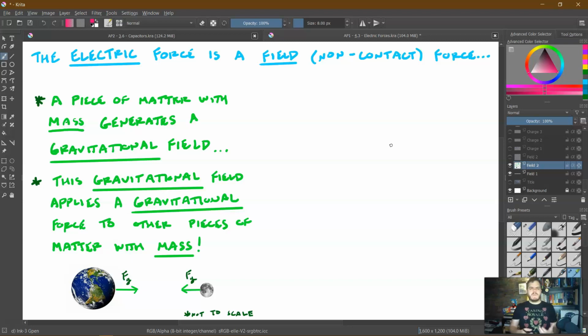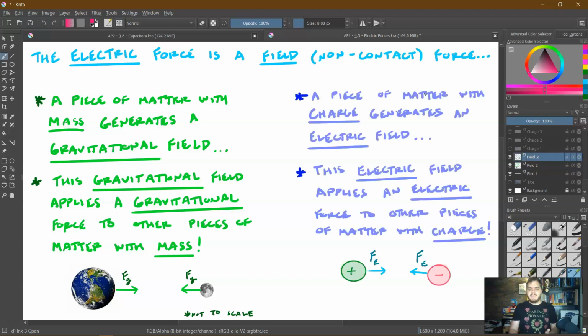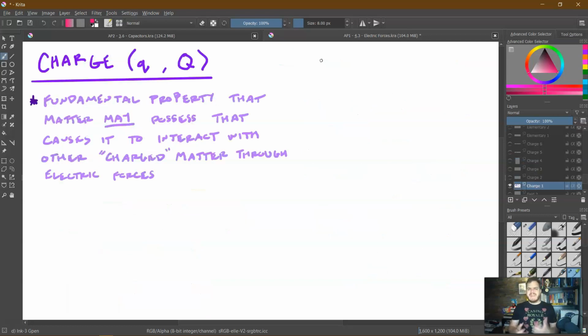Well, the electric force follows a very similar pattern with just some minor changes, which is that for the electric force, a piece of matter with charge, electric charge, generates an electric field. And this electric field applies electric forces to other pieces of matter with charge. So it only will happen between these charged pieces of matter. But what exactly is charge? It's been a while since we've talked about it.